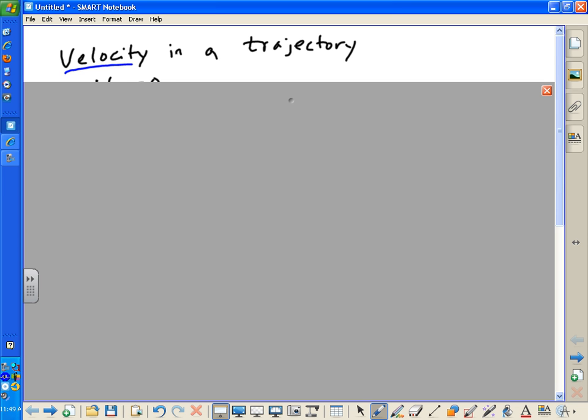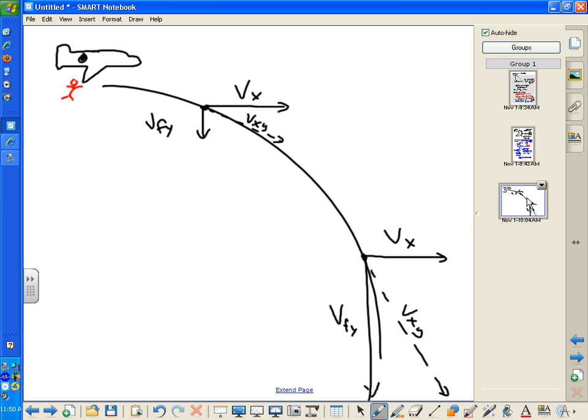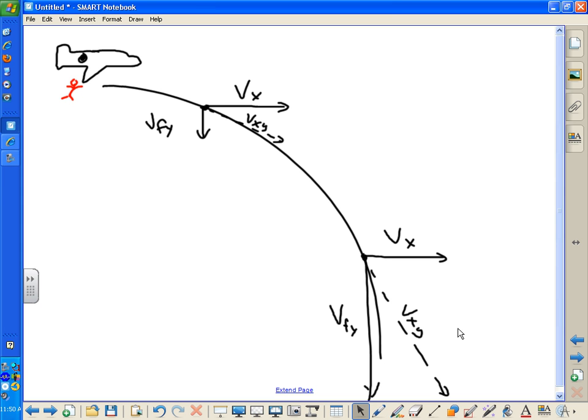Now in a trajectory, I want you to turn to page 73. Let's look at this together. You're going to find a picture on page 73 that looks like this. Now, as the object falls in a trajectory, what happens to Vx? It's constant because there's nothing pushing on an object sideways.